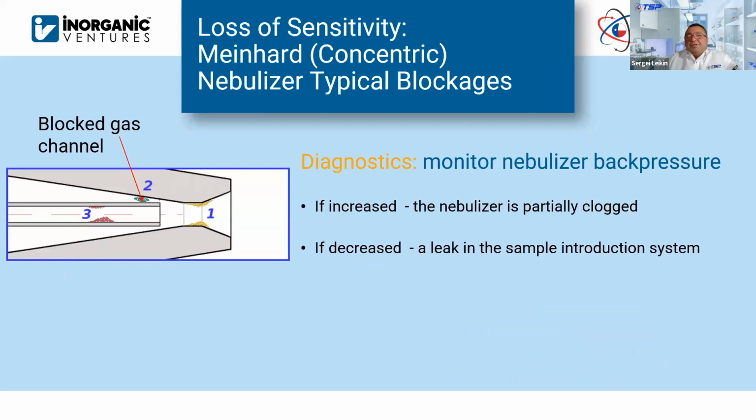The other type of blockage is on the gas channel, and these can also be diagnosed relatively easily. Modern instrumentation monitors what we call back pressure, or pressure applied to the nebulizer. It's a good idea to keep track of it. If you get a brand new nebulizer that works well, look at the flow applied in your method and just record the pressure. If the pressure goes up with time, then your nebulizer is partially clogged. If the pressure is down, then you need to look for a leak somewhere in the sample introduction system.